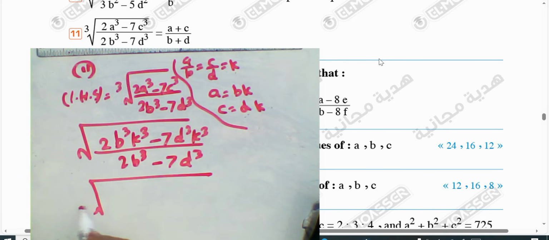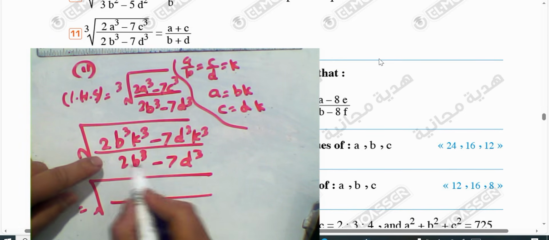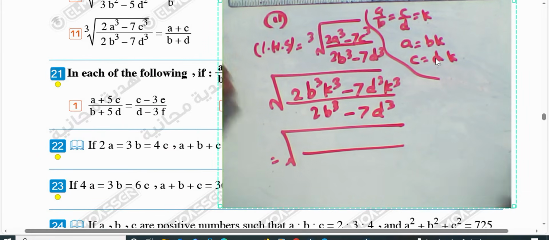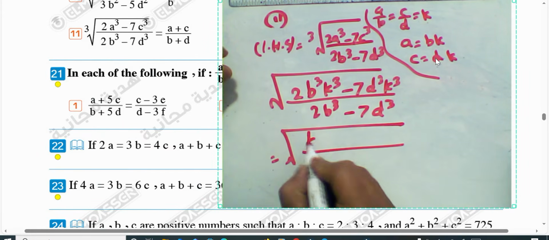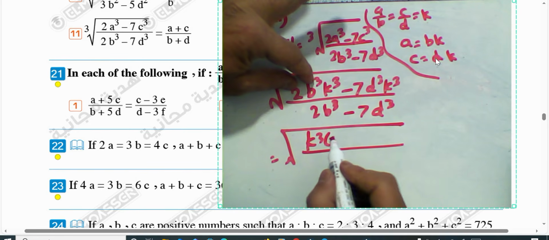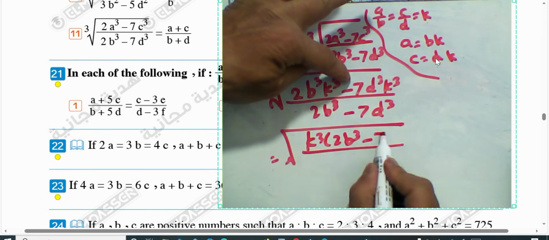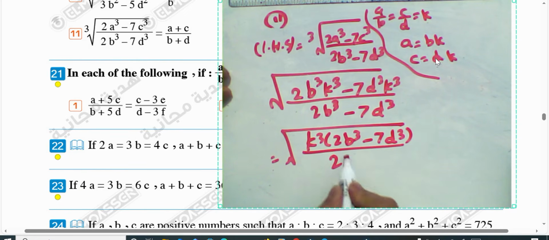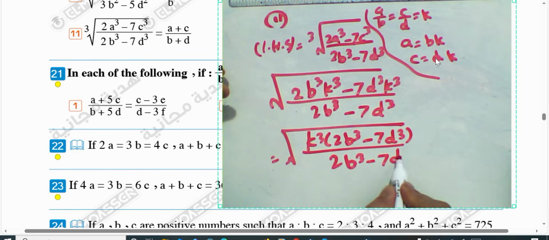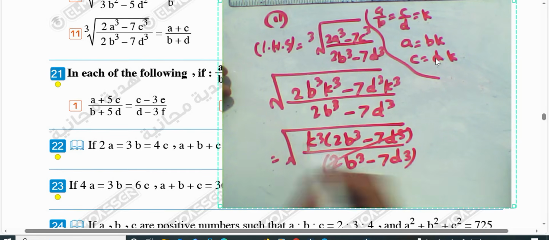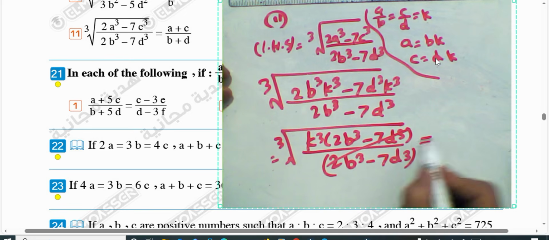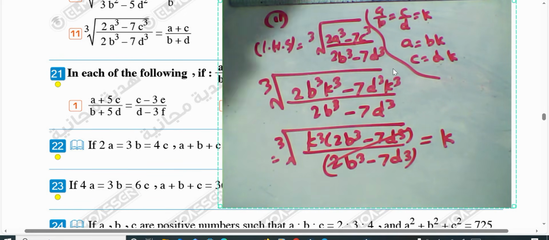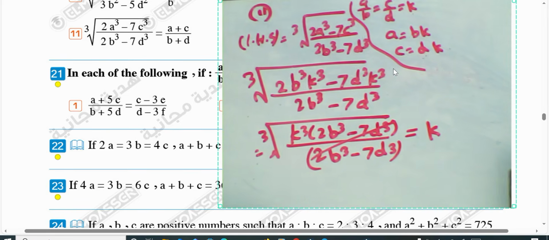You can raise the common factor up. We have up here the repeating what? Who can tell me? We have K power 3 as the common factor. Then the remainder here will be 2B power 3 subtract 7D power 3, over 2B power 3 subtract 7D power 3. We can cancel together and we have here cubic root of K power 3, which is K. This is the left hand side.